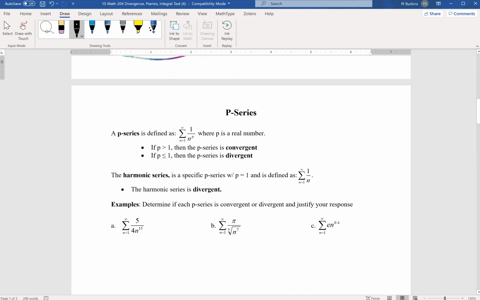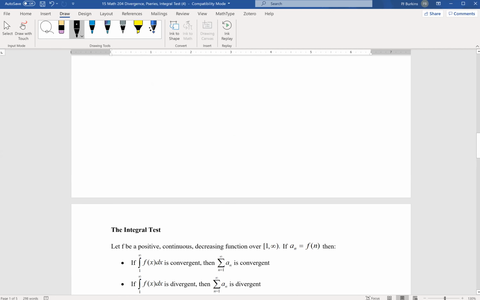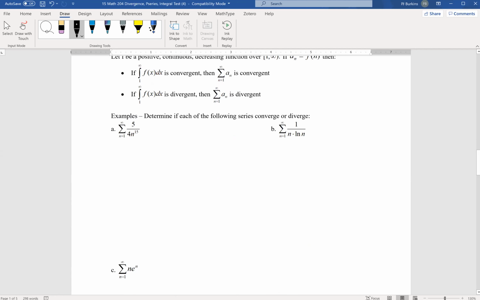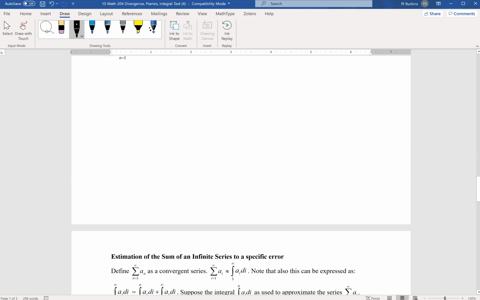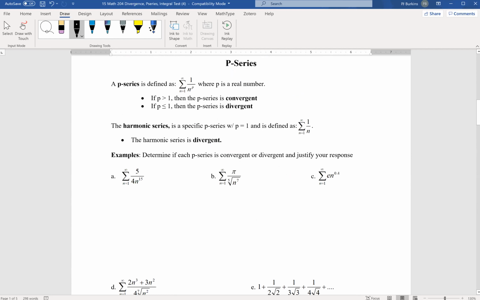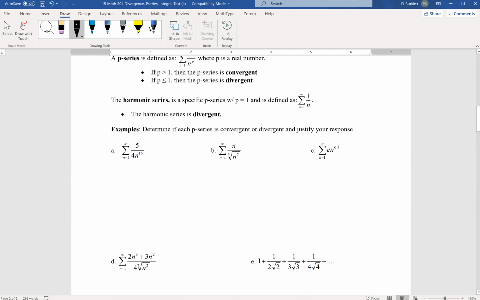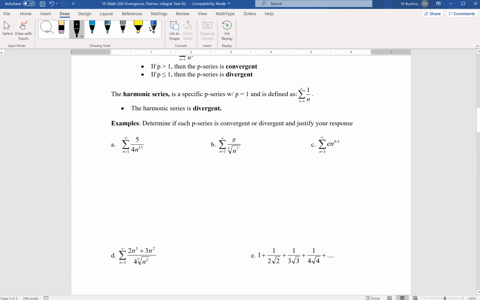All right, I'm going to leave that last one for you. I think I'm going to go ahead and look at P series, and we'll see if we get through integral test. I want to give you guys some time to try some problems. So for P series, I will do this one, and I guess maybe this one.